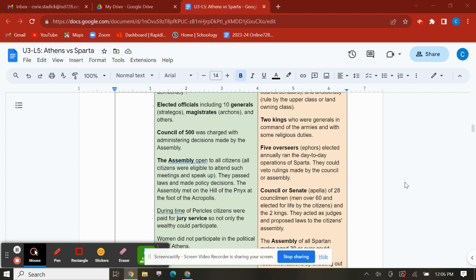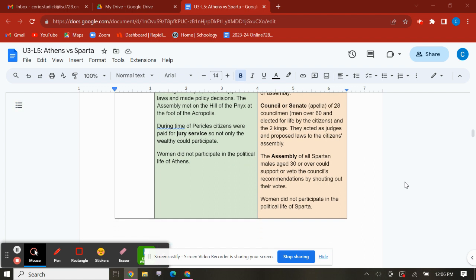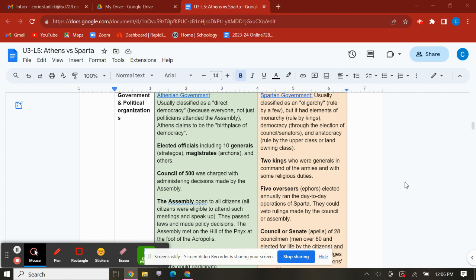The assembly. Open to all citizens. All citizens were eligible to attend such meetings and speak up. They passed laws and made policy decisions. The assembly met at the hill of the Pnyx at the foot of the Acropolis. During the time of Pericles, citizens were paid for jury service, so not only the wealthy could participate. Women did not participate in the political life of Athens.